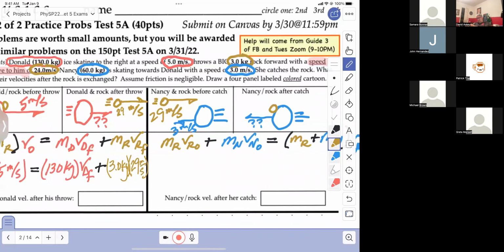This one for the inelastic collision will be 3, still, the mass of the rock, 3 kilograms times 29 meters per second. Okay, plus, and then you've got to put Nancy's mass and Nancy's initial velocity. Now, one mistake students make, it's supposed to be a help video here. Here's a mistake I see all the time. The mass of Nancy is 60 kilograms and her velocity is 3 meters per second.